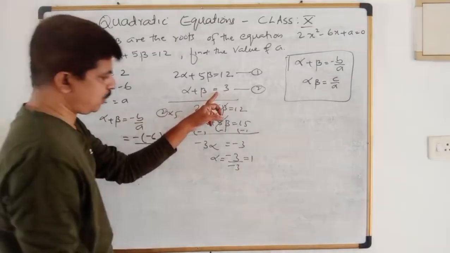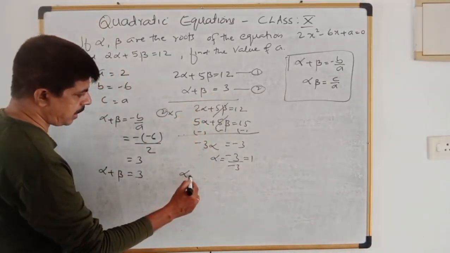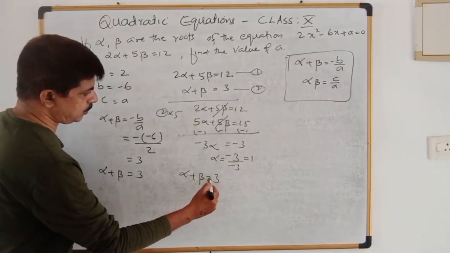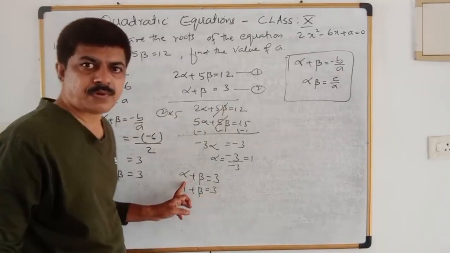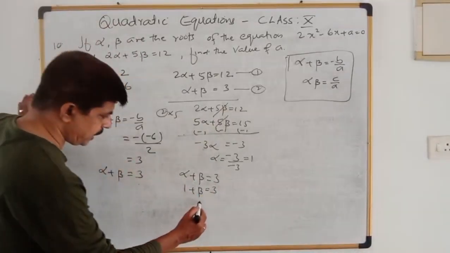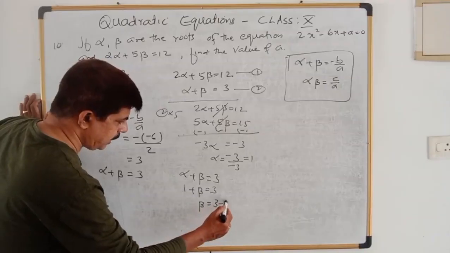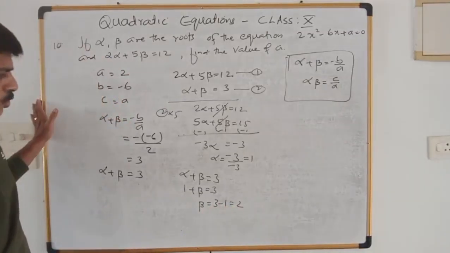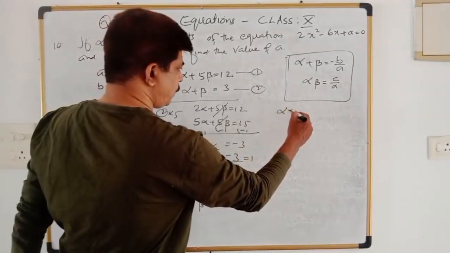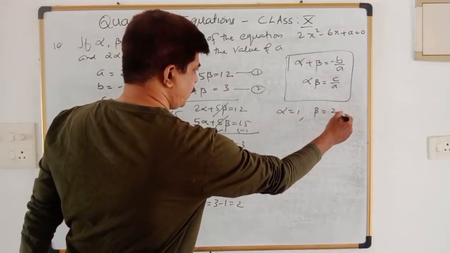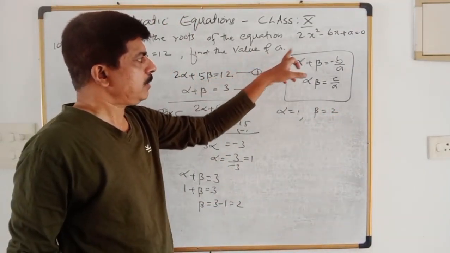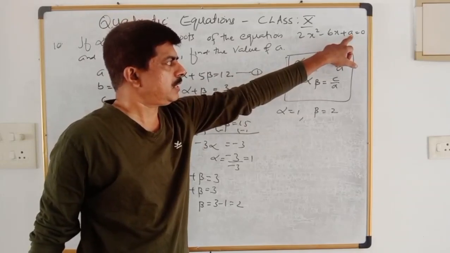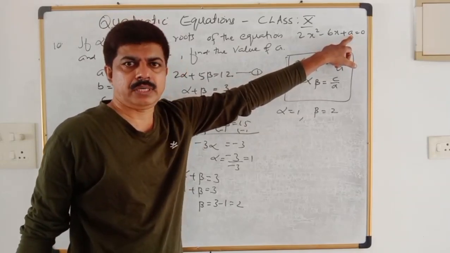So we use the other equation to get beta. Alpha plus beta is equal to 3, so 1 plus beta is equal to 3, alpha being substituted by 1. So we get the beta value. What is the beta value? 2. So alpha value we got 1, beta value we got 2. But we are supposed to find out the value of a. In place of a, actually, this is the c value only.